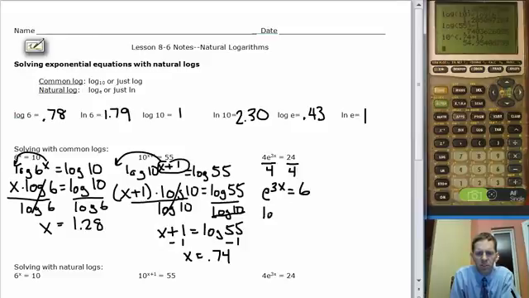We're going to take the log of both sides now. This would be log of e to the 3x power equals log of 6.